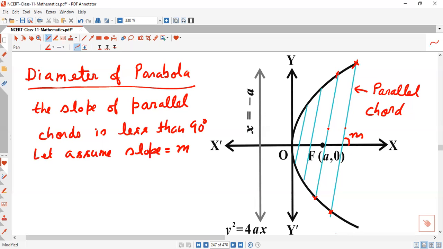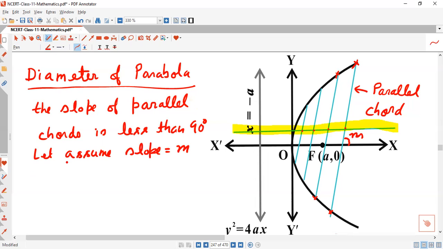So I take the midpoint of all these lines. I draw a line connecting the midpoints of all these points. This line I highlighted is the diameter of the parabola. This highlighted line is known as the diameter of the parabola. So what is the equation of this diameter of the parabola? It basically bisects the parallel chords.